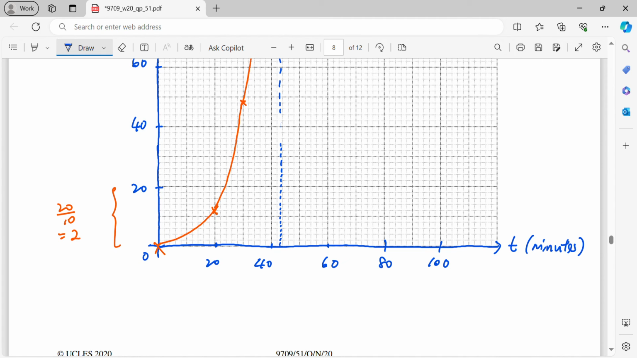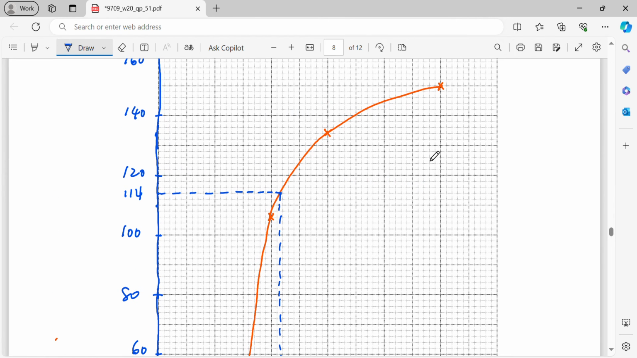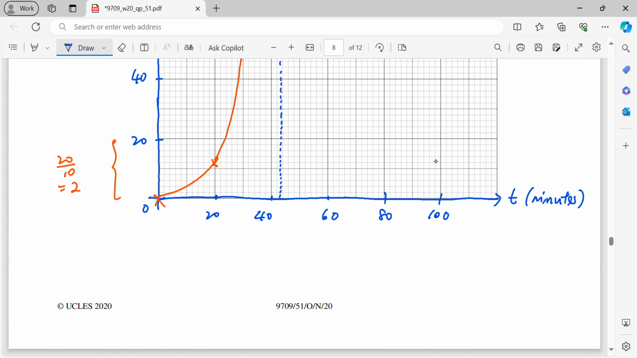Okay, so based on my graph, I got 43. So it all depends on your sketching, right? So here is 43.